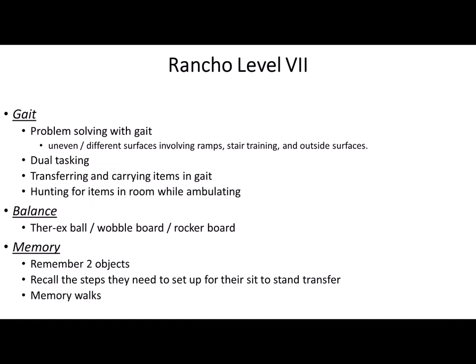Okay, moving on to Rancho Level 7. Here you're going to be working on higher level activities, anything that has to do with gait. You can do problem solving, obstacle courses, dual tasking, especially any kind of cognitive dual tasking. So in this particular case, if a patient is recovering from a brain injury, instead of counting backward from 100 by sevens, I might ask them to count forward from 1 while we're walking.